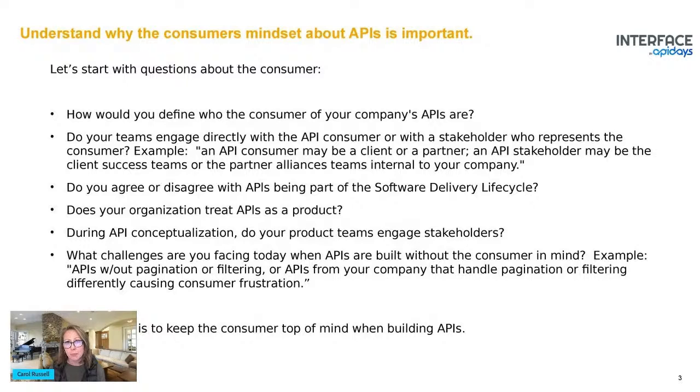Would you agree or disagree with APIs being part of the SDLC, the software delivery lifecycle? Does your organization treat APIs as a product? As we just heard in the previous conversation, one of the questions that came up was around versioning. API versioning is really critical, and we need to take that into consideration as part of our guiding principles when building APIs, but there's a life cycle to it. So if we were to treat APIs as a product, we would have a full life cycle, just like we would with a customer or an actual product that we put in production.